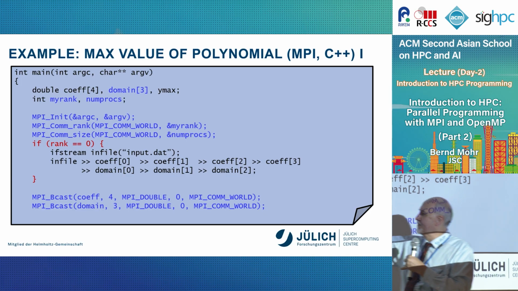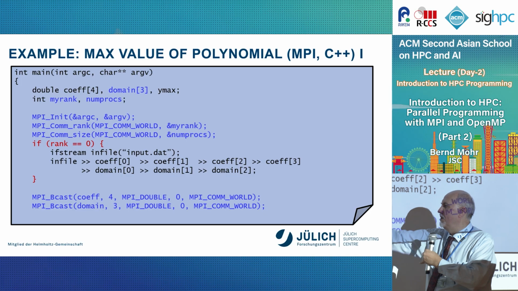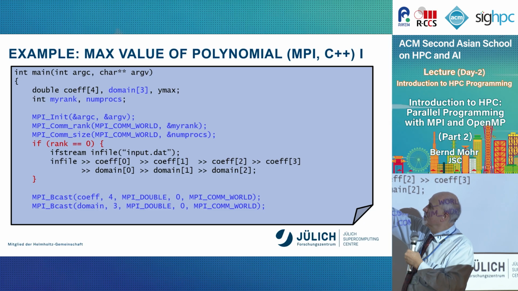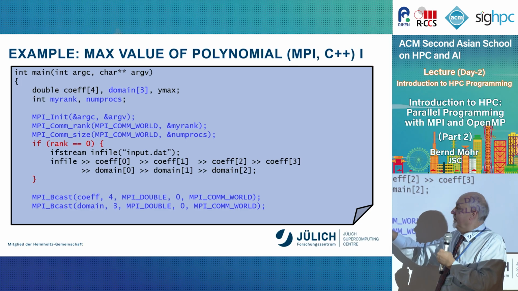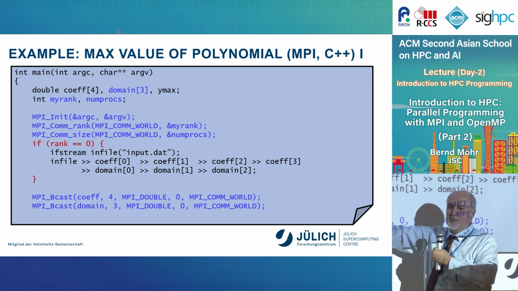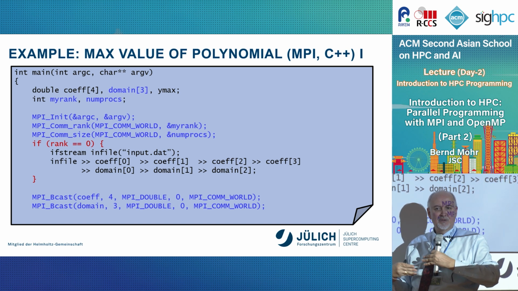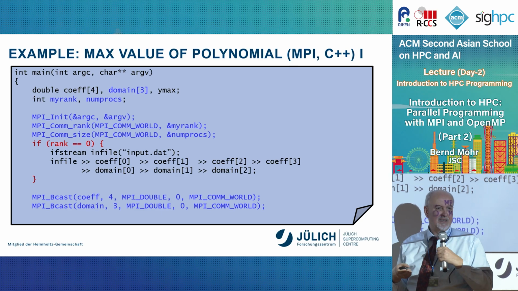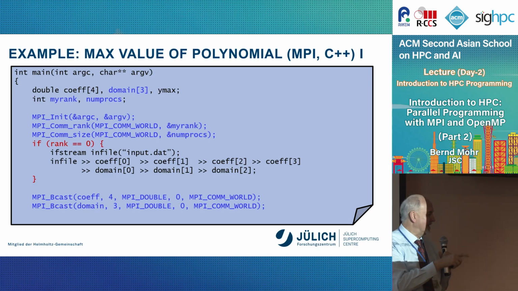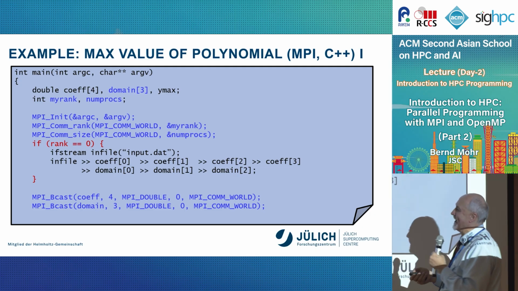The root process is sending it, and all the others are waiting until the data is there. So the root, who is reading it, sends it to the others, and the others automatically stop here until the data is here. So you don't have to do synchronization or barriers. It's working automatically. So just from time to time, wiggle the mouse.